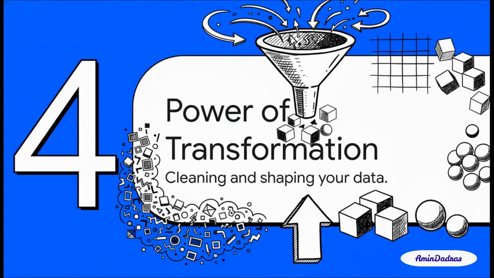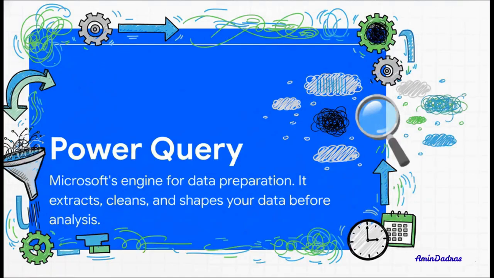Okay, now we get to what I think is the most important step in this entire process: transformation. This is where the real magic happens. This is where we roll up our sleeves and turn that raw, messy, potentially flawed data into something clean, reliable, and trustworthy. And the engine that drives all this magic is called Power Query. When you click Transform Data after you select a file, you're not in Power BI anymore, you're in the Power Query editor. And its one and only job is to clean, shape, and prep your data before it ever makes it into your final report.